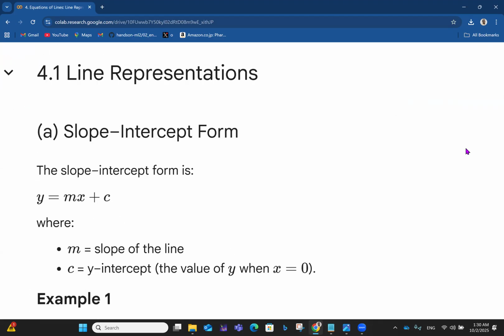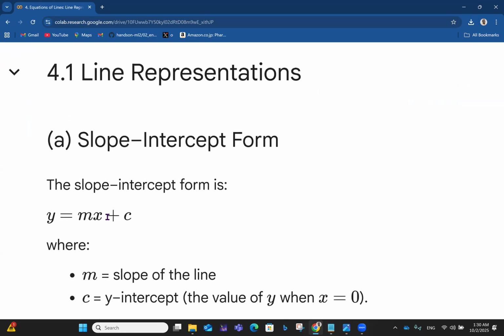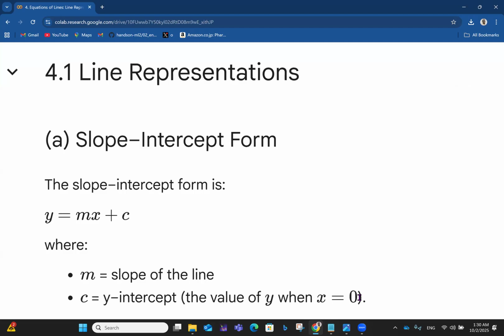So we have a slope-intercept form of line representation to start with. The slope-intercept form is of the form y equals mx plus c, where m is the slope of the line, c is the y-intercept. That is the value of y when x is equal to 0. So if you have the slope of a line and you have the y-intercept of a line, then you can easily represent the line in the slope-intercept form. So that's what we mean by the kind of information available. If you have slope and intercept, you can simply just write down the equation of the line.